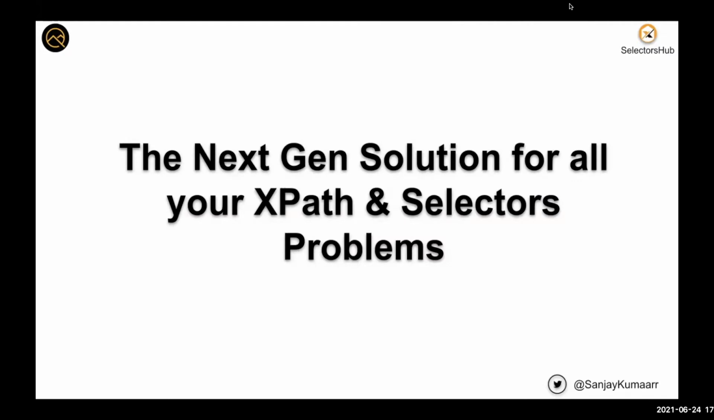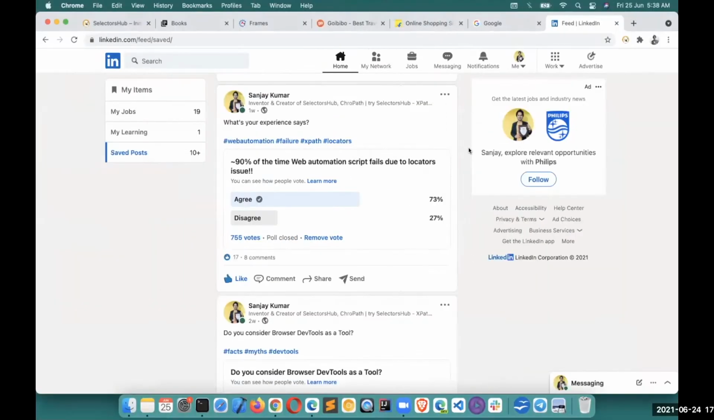So here we have the selectors problem. The selectors problem is one of the most challenging parts of web automation and UI automation. I believe most of you are from an automation background, so I will take it from there. I have done some surveys which show that 90% of the time web automation scripts fail due to locator issues. Almost 73% of the industry agrees that our scripts fail due to selector and locator issues, which is one of the biggest problems in our industry.